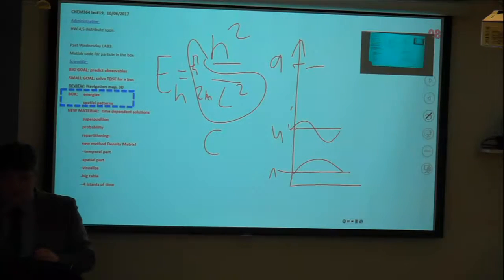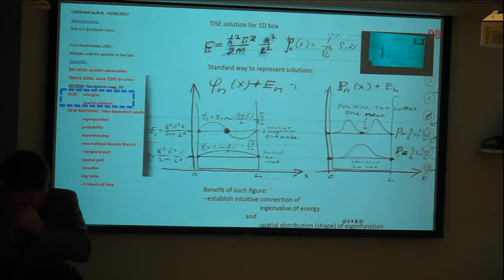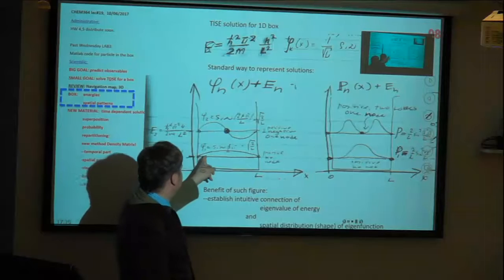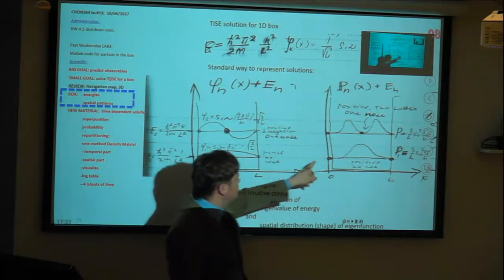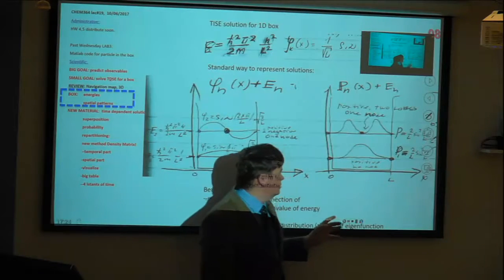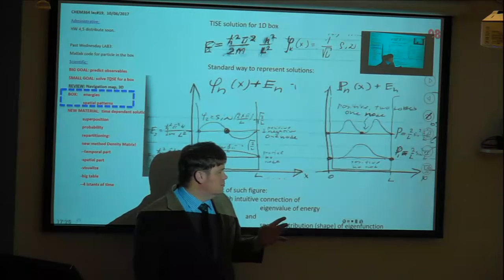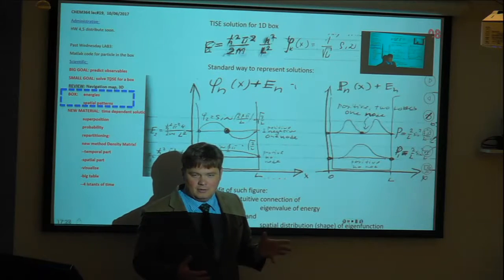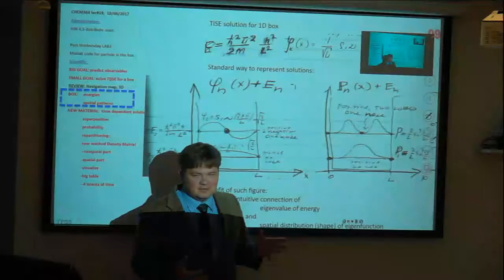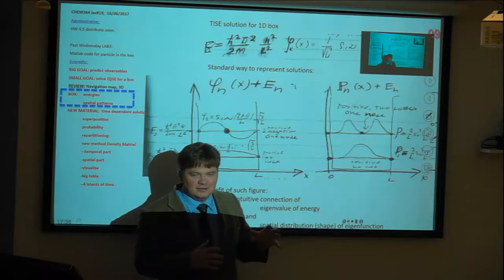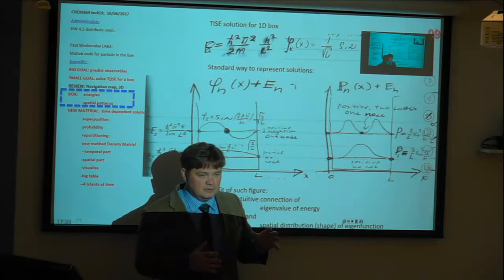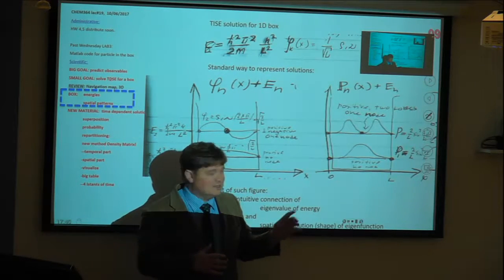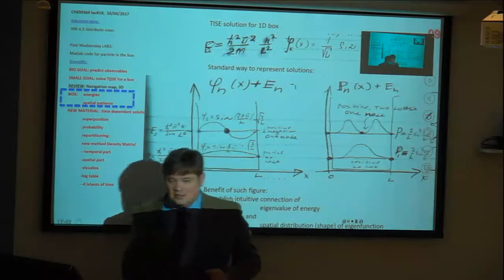You have seen it, right? And then you can either plot functions or probability squared. And this philosophically wrong approach is so loved by all textbook authors that you will see it again and again for different systems. If you look for more complicated systems, you still will see these figures.